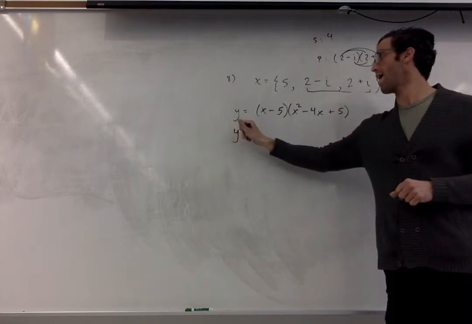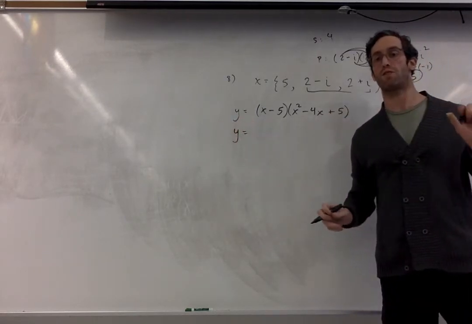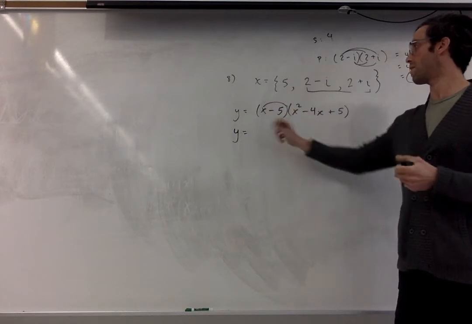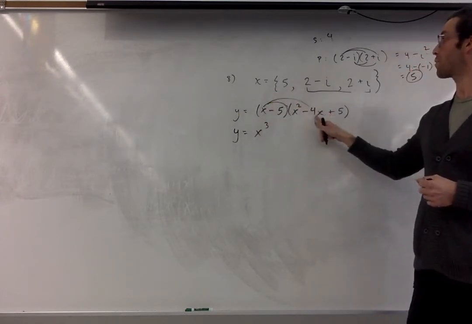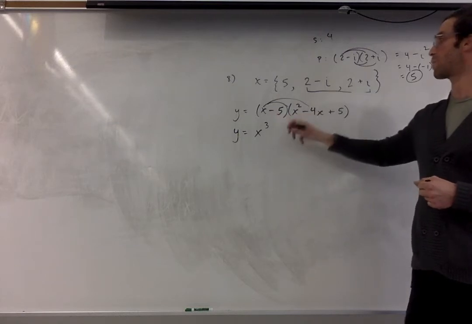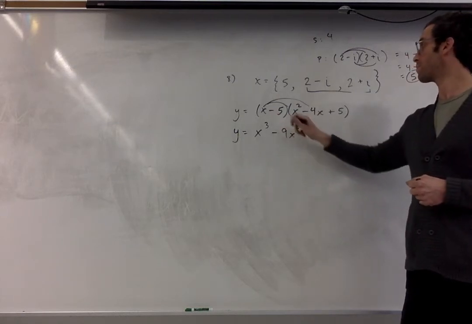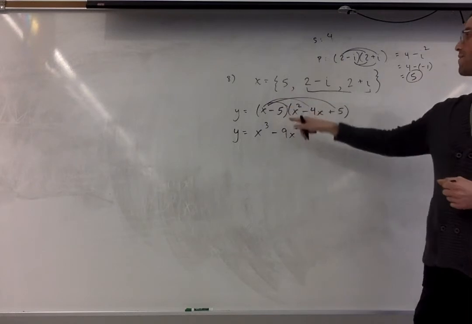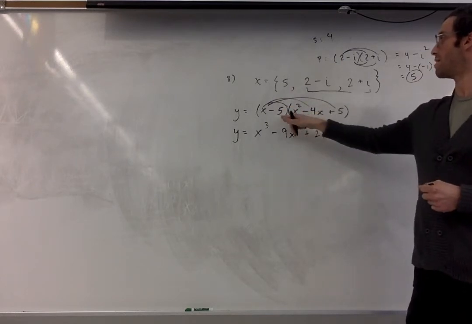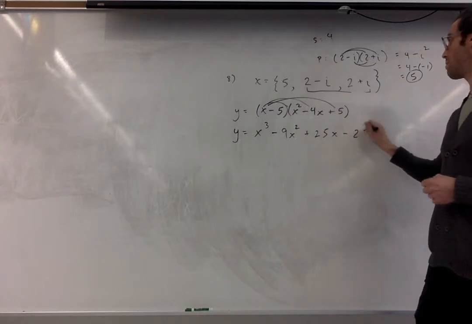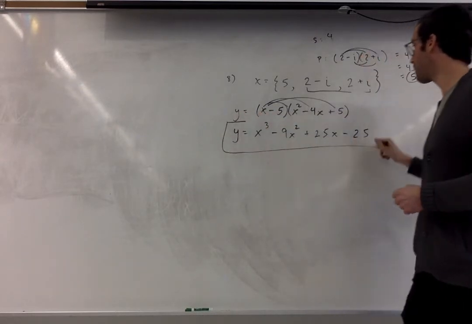And now, because I asked you for the expanded form in the instructions, you guys just do the multiplying: x cubed minus 4x squared, and later minus 5x squared is minus 9x squared. And then we have what? 5x plus 20x is plus 25x. And then negative 5 times 5 is minus 25. And that's our answer, all right?